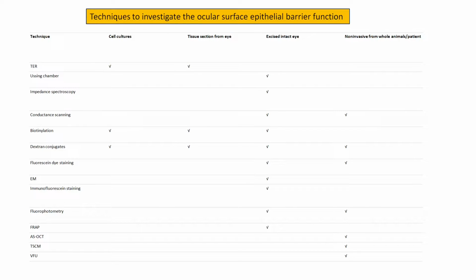This slide presents methodologies available to investigate the barrier function. Amongst these, vital stainings of the ocular surface, fluorophotometry, anterior segment OCT, and confocal microscopy are the ones we are all familiar with in clinical practice.